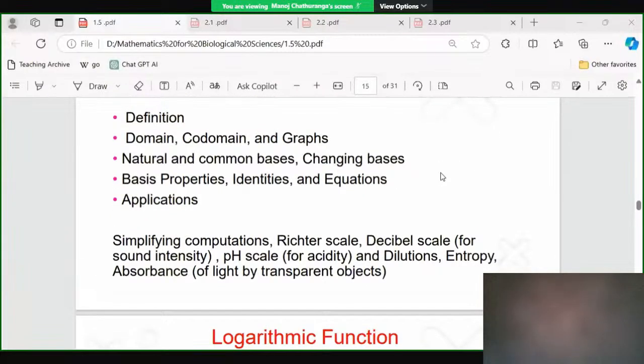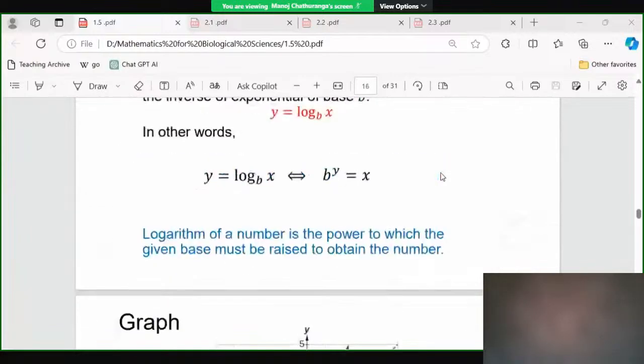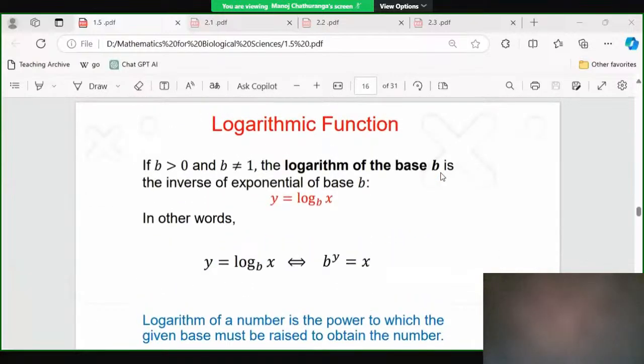Then entropy, and there are many applications of log functions. The log function is the inverse of exponential functions.